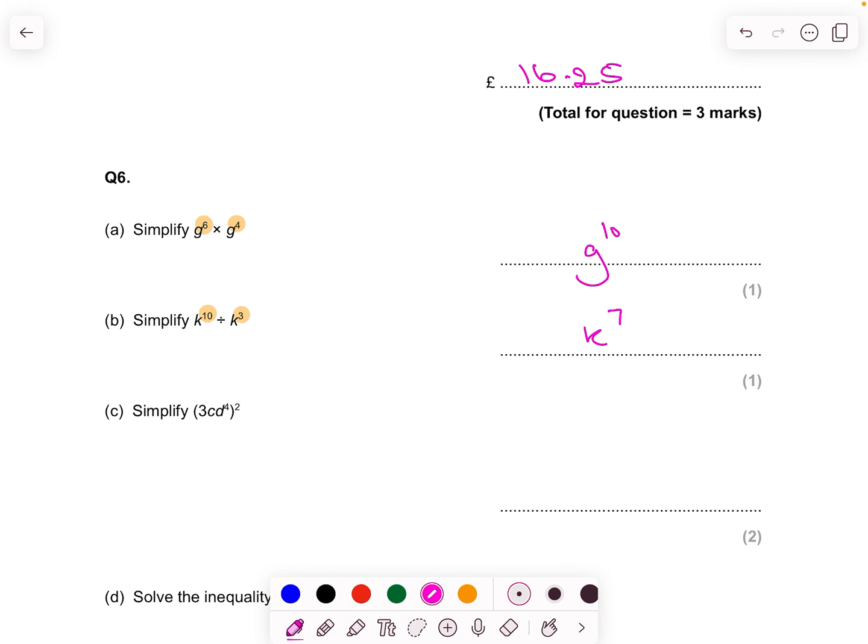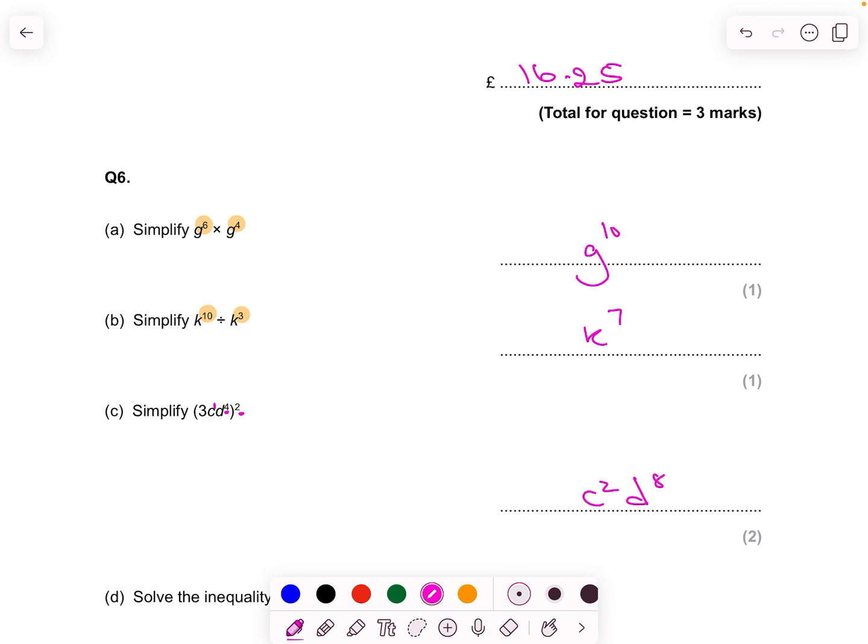Here you need to be careful. Because this is in brackets, we multiply the indices. And so most of you did 1 times 2, so it was 2 squared. And you did 4 times 2, so you got d to the power of 8. So most of you got that, and you got 1 mark for getting that bit.